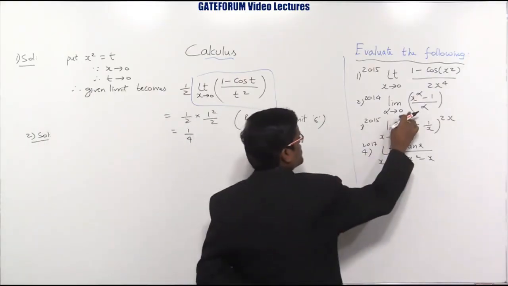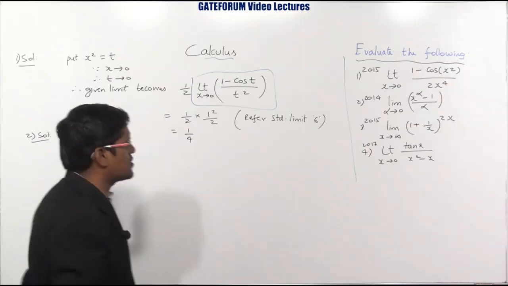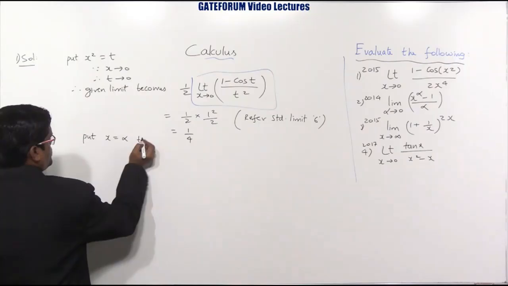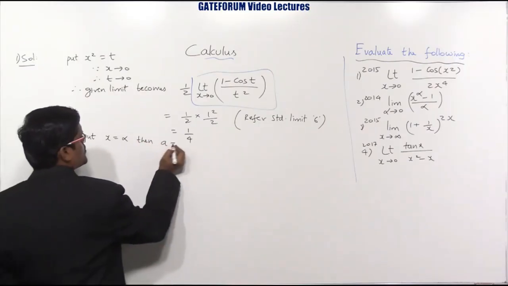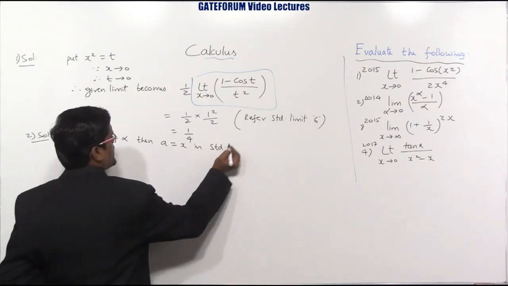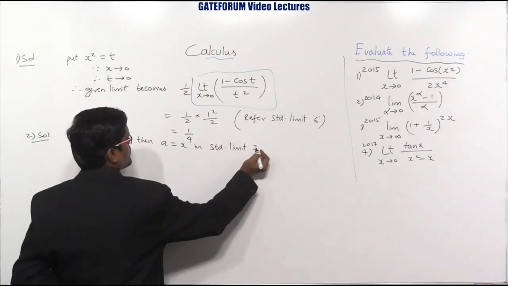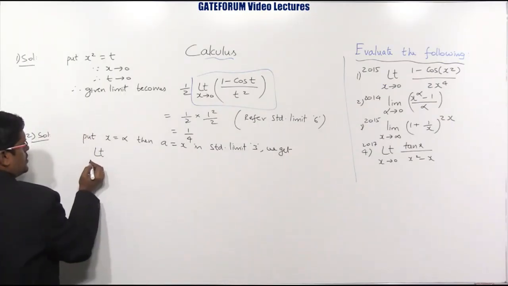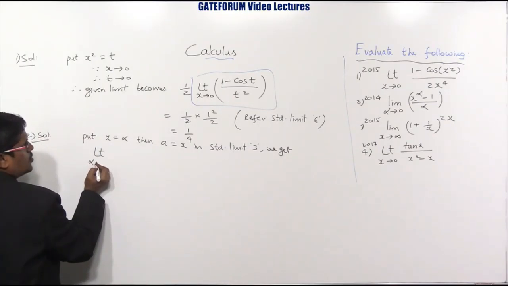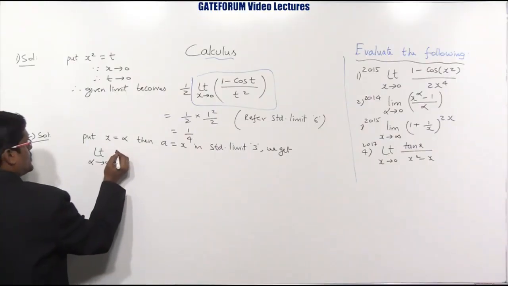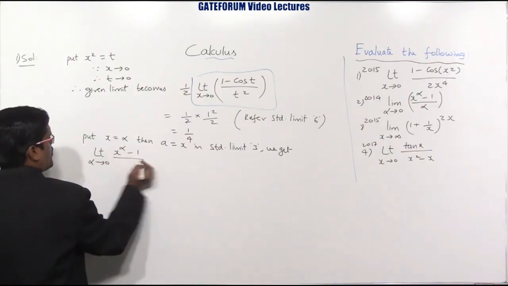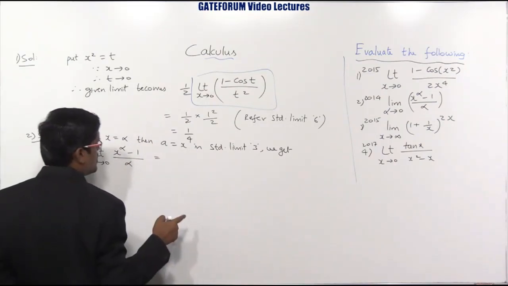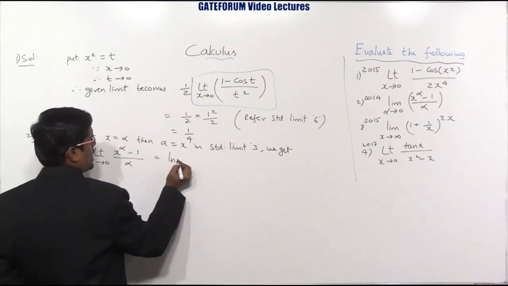So just compare, this is third formula, third standard limits. Put x is equal to alpha, then a is equal to x in standard limit 3. We get limit alpha tends to 0, x power alpha minus 1 by alpha is equal to, the answer in standard limit is log a. Now in place of a, put x, log x.